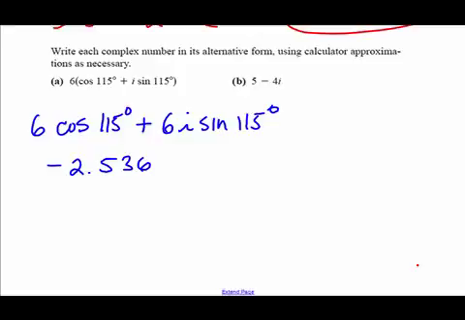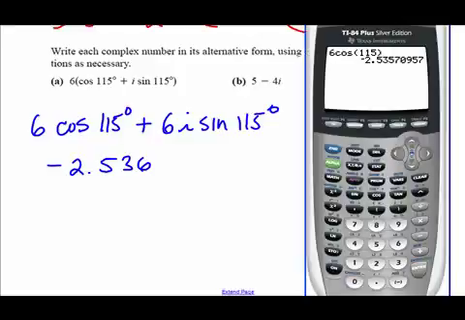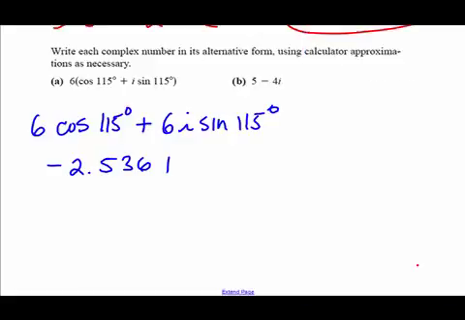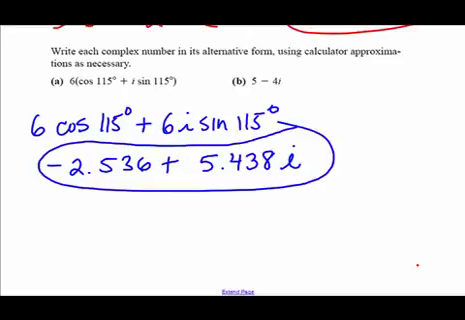-2.536. Then we'll ask it to take 6 times the sine of 115. Don't involve i, you need an i in your answer. 6 times the sine of 115, 5.438. So it's positive 5.438i. So there's simply your answer to A. All right?